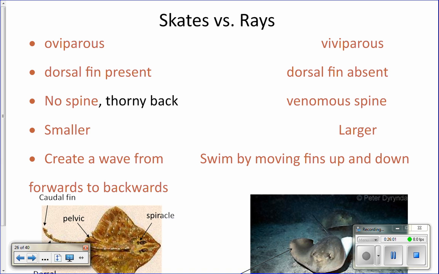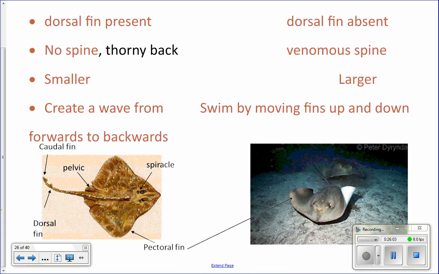Okay, so you can see the two. So here's a skate, here's a ray. Here's the little dorsal fin on the tail of the skate, and the ray won't have one of those. And then also, some skates will actually have caudal fins at the back, whereas rays won't. Okay. You can see the spiracle behind the eye. Yeah? Does that difference make sense?